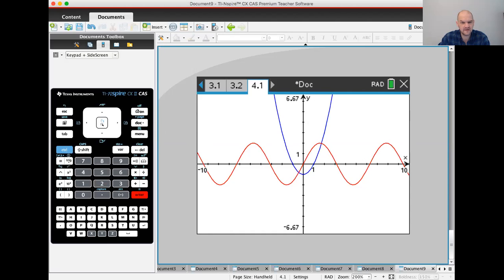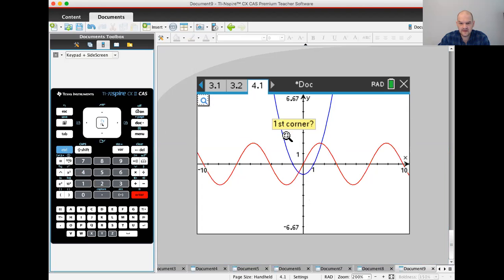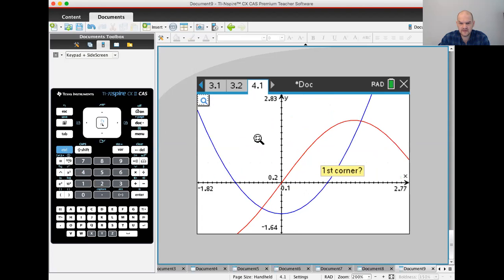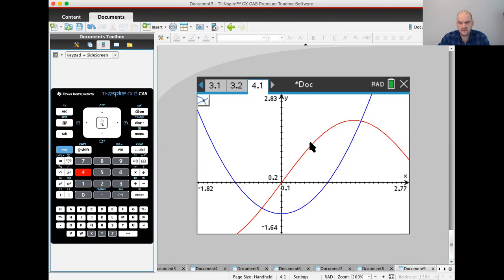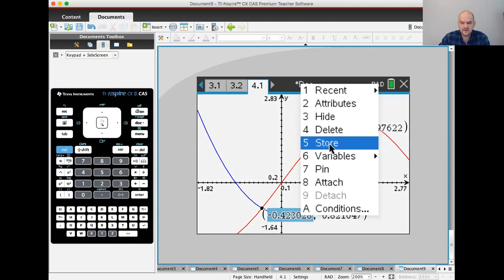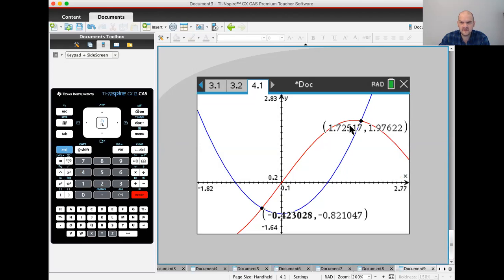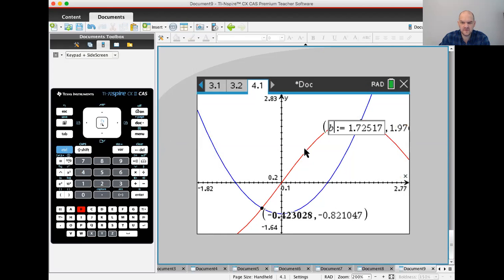Ooh, not symmetric. All right, we want a good window. Zoom box around your interesting window. We want to find intersections, menu 814 or menu 813, depending. We want to store these. So control menu, store as A. Control menu, store as B.